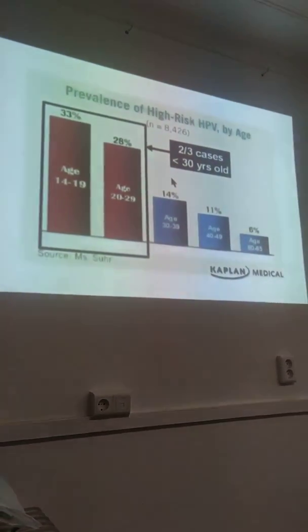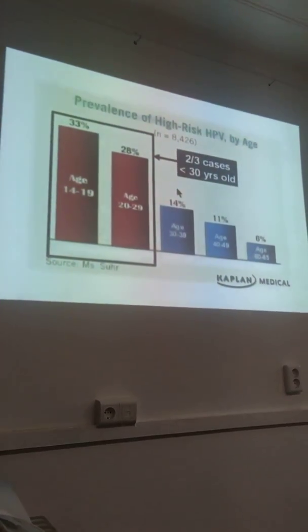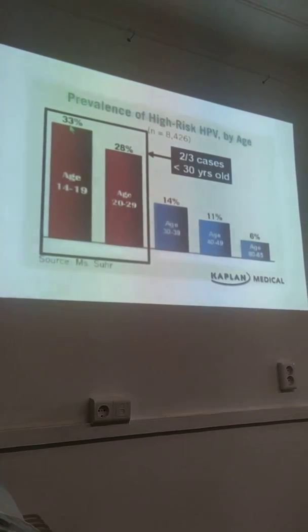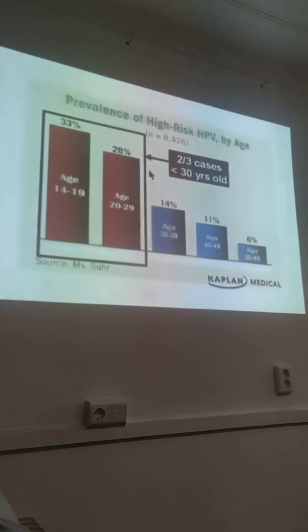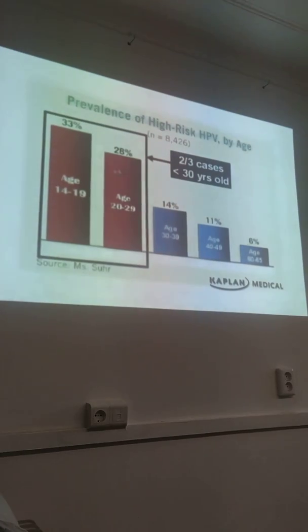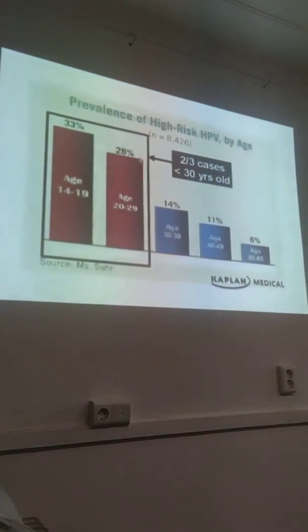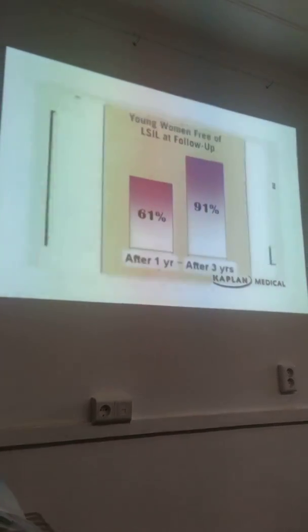You can see the high-risk HPV by age group, and you can see that young people, less than 30 years of age, have almost 2/3 of cases. And yet a lot of these will spontaneously regress on their own.